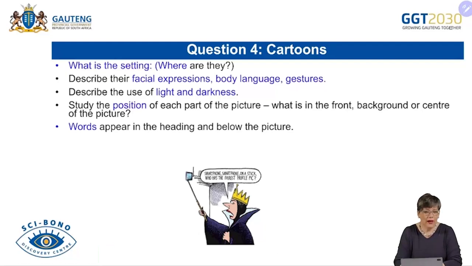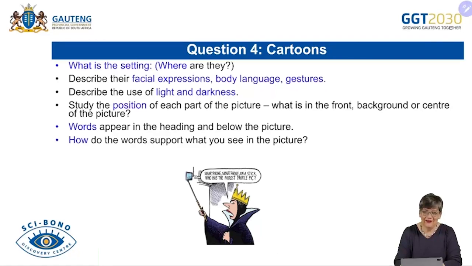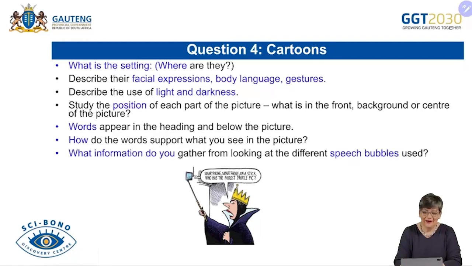Look at the words. How do the words link up to what's happening in the cartoon? And what information do you find if different speech bubbles are used? What are they trying to tell you? Can you see what we're doing?